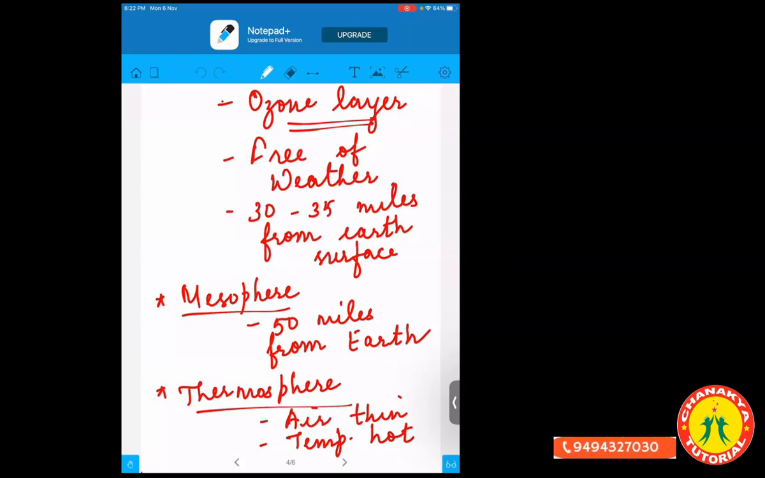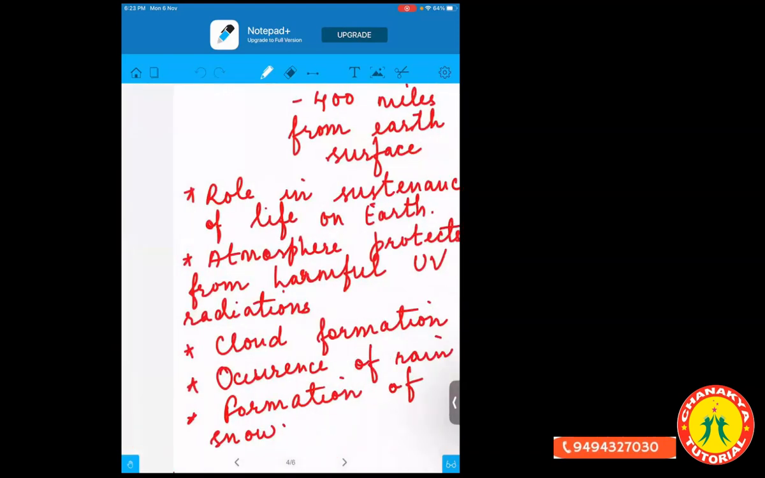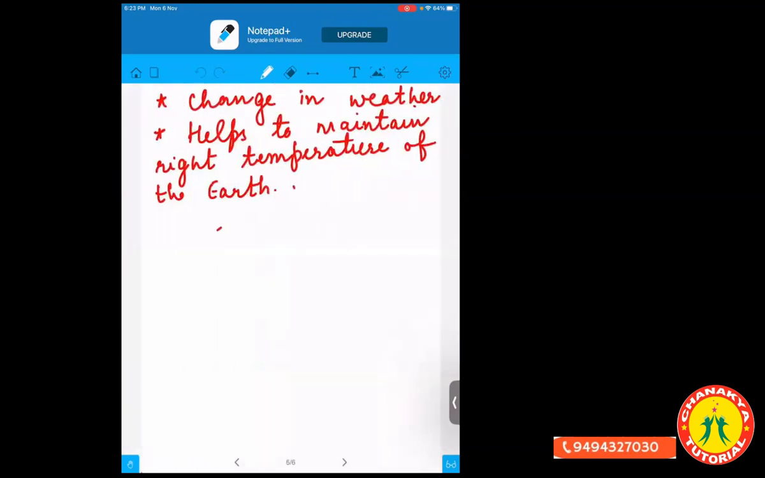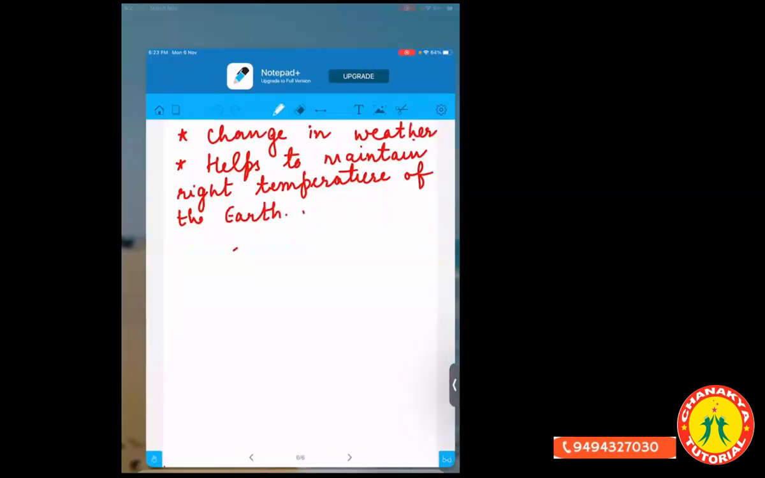Then mesosphere, it is 50 miles from the Earth. And the last one, thermosphere, here the air gets thinner and the temperature becomes hot, and it is 400 miles from the Earth's surface. The atmosphere also helps in the sustenance of life on Earth. It also protects us from UV radiations. It helps in cloud formation and in the formation of snow. Change in the weather is also because of this atmosphere, and the right temperature is maintained on the Earth because of this atmosphere. So that is about the atmosphere.